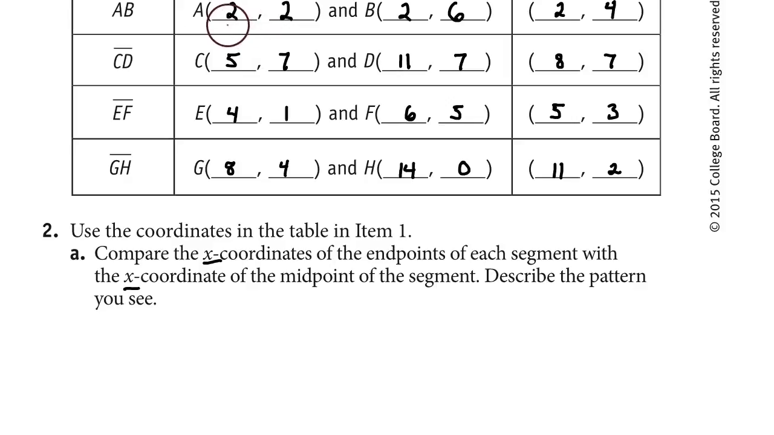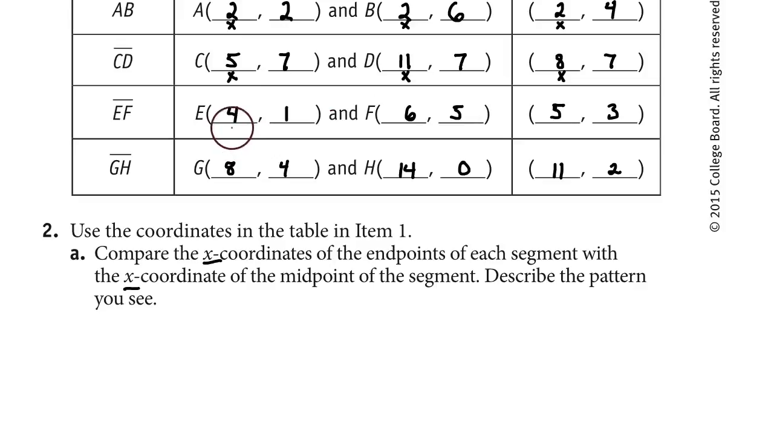All right, here's the x coordinate of point A. Here's the x coordinate of point B. They're both 2. The x coordinate of the midpoint is also 2. So when the x values are the same in both points, the midpoint has that same x value. Let's look at segment CD. This x value is 5. This x value is 11. The x coordinate of the midpoint is 8. What's the relationship of 8 to 5 and 11? 8 is in the middle between 5 and 11, or we might use the word average for that. 8 is the average of 5 and 11.